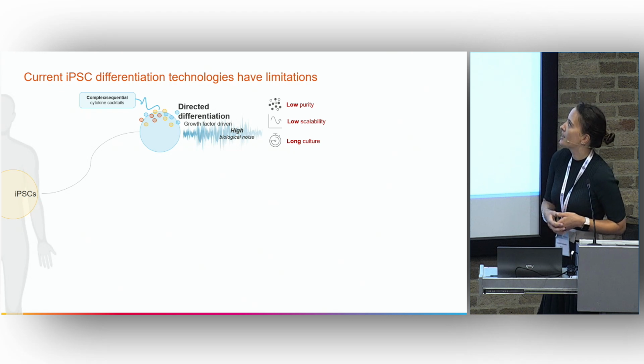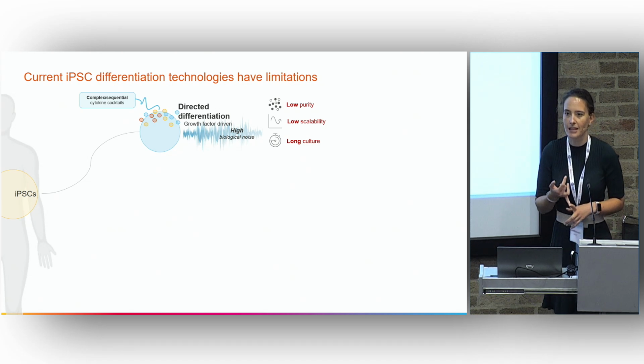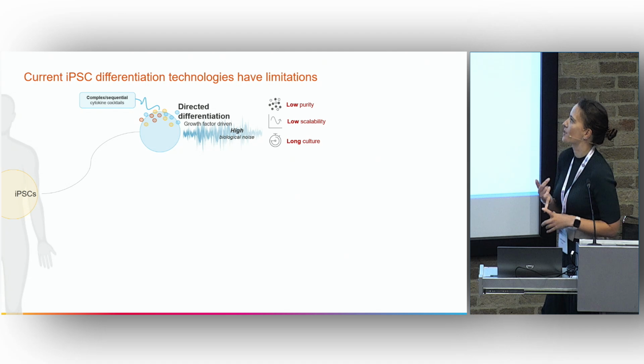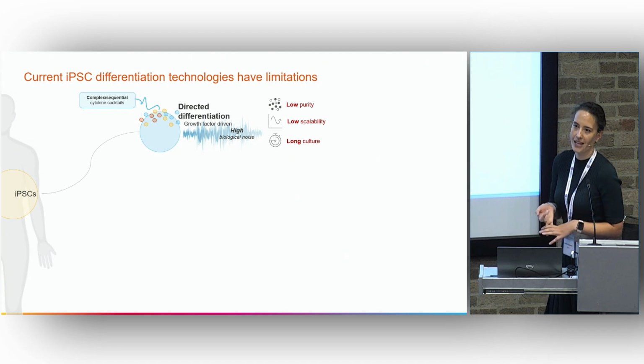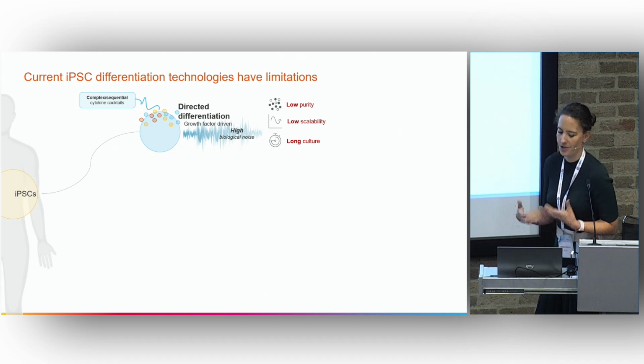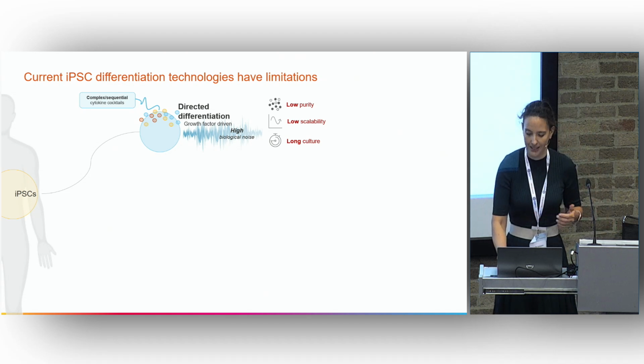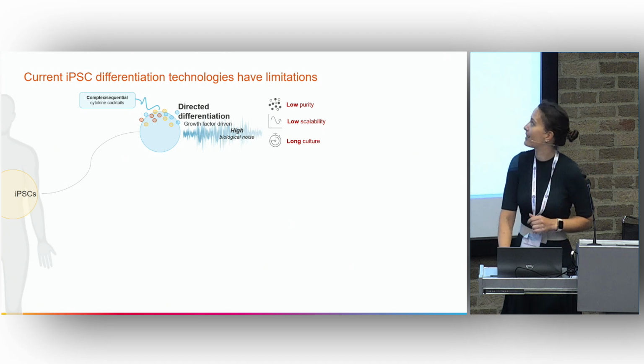So this in itself brings issues with purity, because you will get non-cell types of interest present during that differentiation process, which then will impact your scalability. And again, it's a long process. It takes a long time. It's hands-on. It's costly. If you've got something that's long and an infection happens, that's everything down the drain.